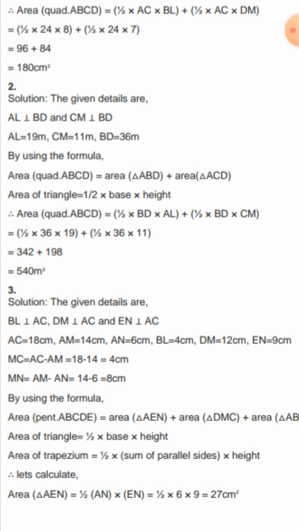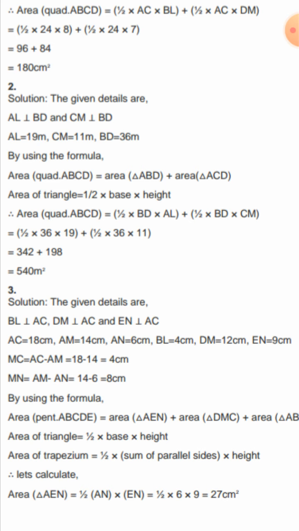So using the formula, area of quadrilateral ABCD will be equal to area of triangle ABD plus area of triangle ACD. Area of triangle is equal to half into base into height. So area of quadrilateral ABCD will be equal to half into BD into AL plus half into BD into CM. Now putting values, half into 36 into 19 plus half into 36 into 11. So it will be 342 plus 198, 540 meter square will be the answer.